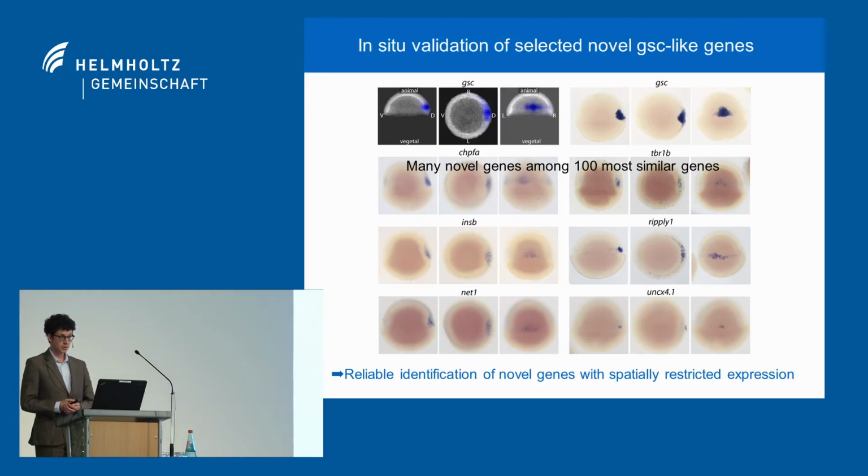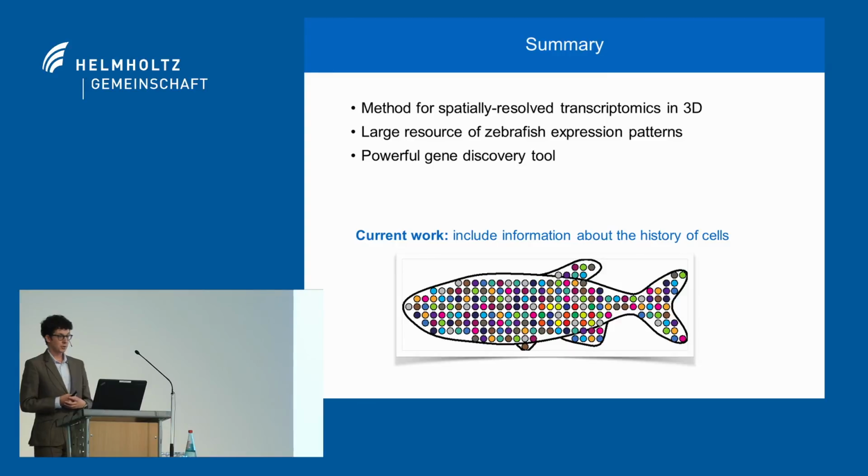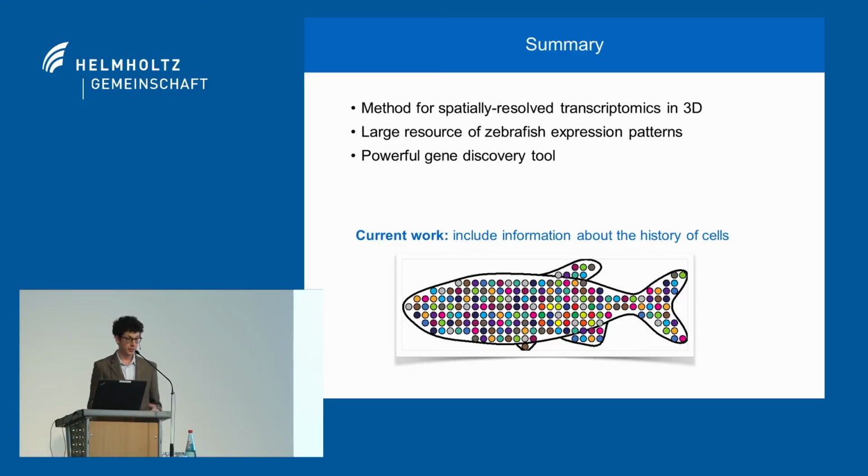So let me summarize. I've shown you that we've developed a novel method for spatially resolved transcriptomics in 3D, and we've generated a large resource of expression patterns in the zebrafish. What I think this is most important for is as a gene discovery tool that we can use to understand how development performs in healthy individuals and how processes get deregulated in disease.